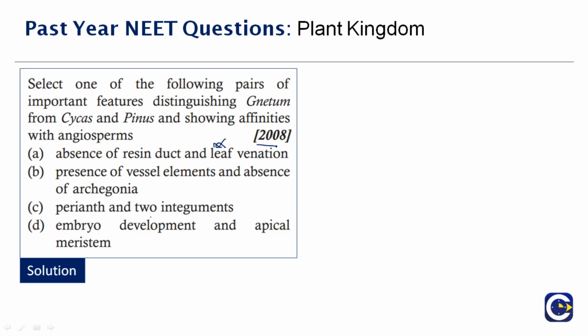We'll look at the rest too. Perianth and 2 integuments, no. Embryo development and apical meristem, no. So the correct answer is presence of vessel elements and absence of archegonia. And as we already discussed, archegonium or archegonia is called the female sex organ. Right, it is called the female sex organ. Now, what is the male organ then? The male sex organ is the antheridia.